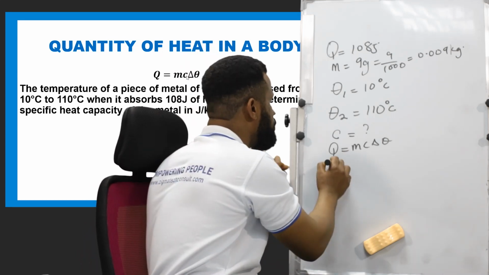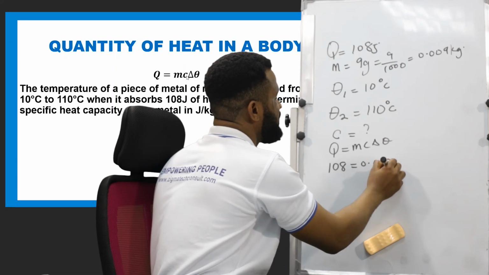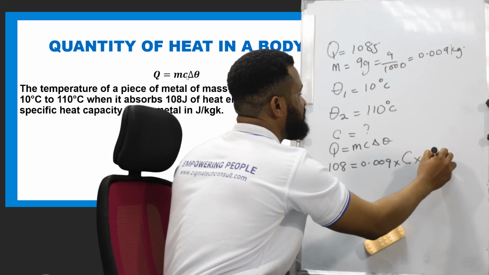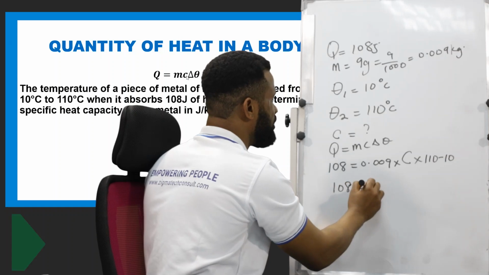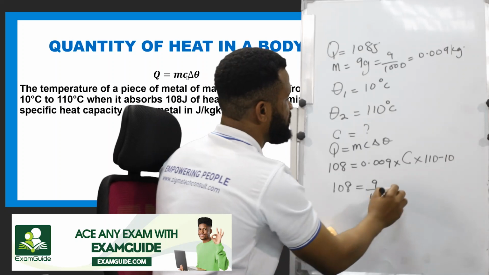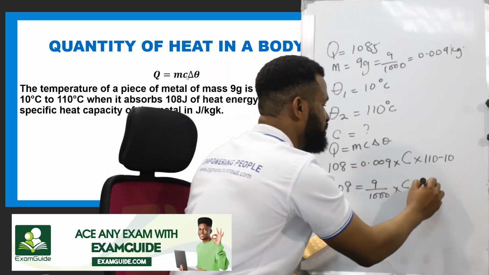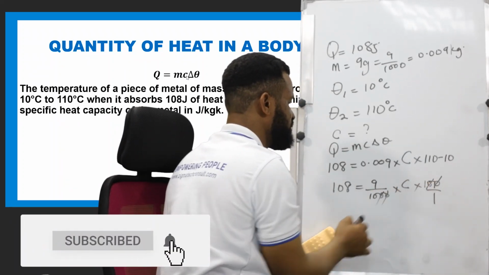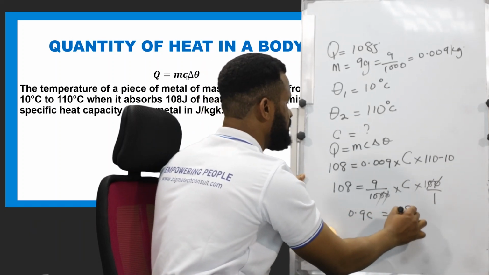So we have 108 is equal to 0.009 times, I'm looking for C, times 110 minus 10. So you have 108 all over 9. Let me go with this. Then times C times 110 divided by this is going to be 100 over 1. So you see why I prefer to use this one. So we now have 0.9 C equal to 108.